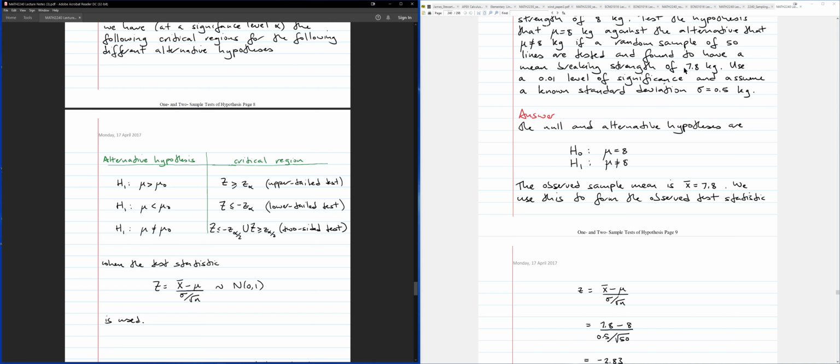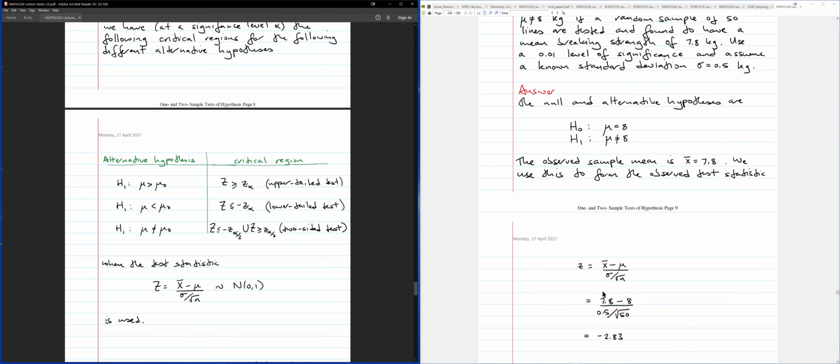Small x bar is given to me as 7.8. The mu is what I assumed in the H0, which is 8 over here. The standard deviation was given to me as 0.5, and the sample size is 50, so what I have is the square root of n, which is the square root of 50. I work this out, and this gives me my test statistic, which is minus 2.83.